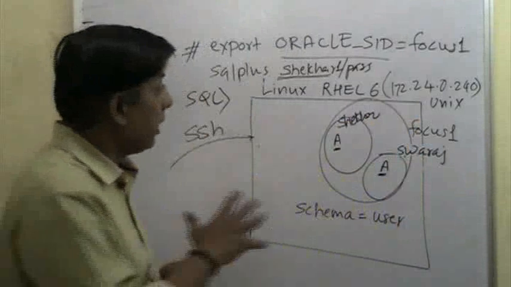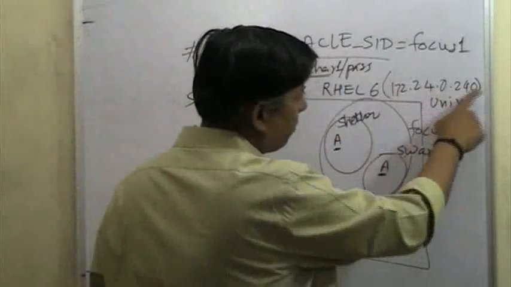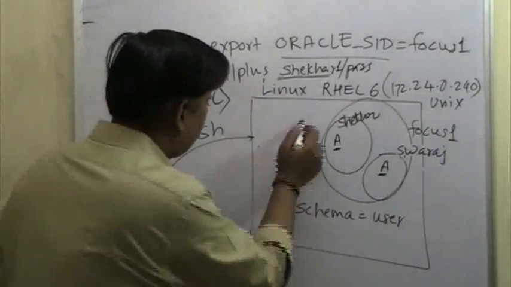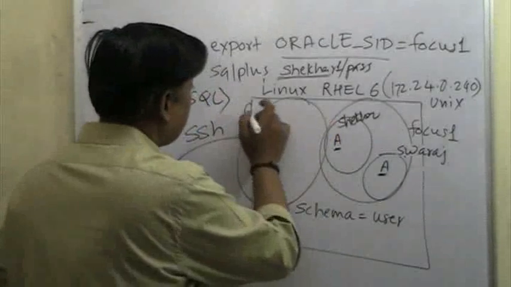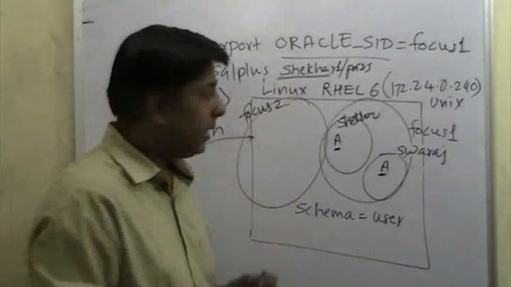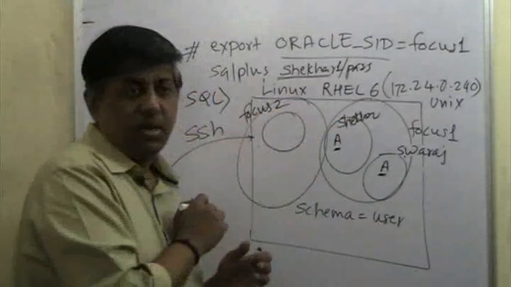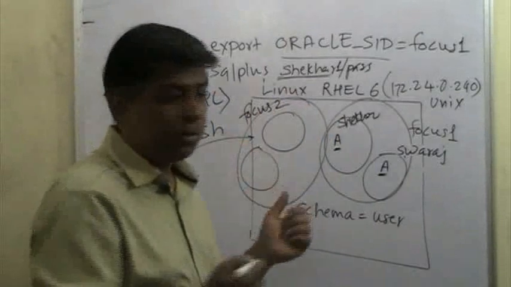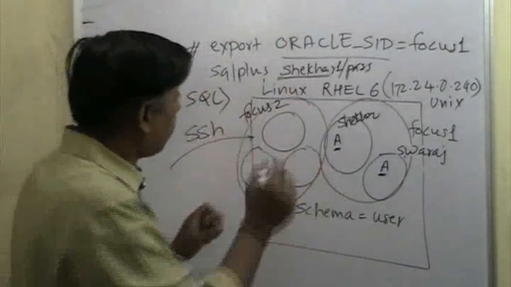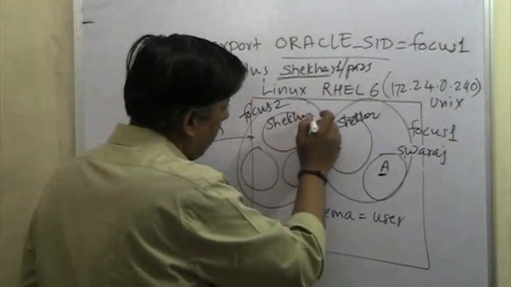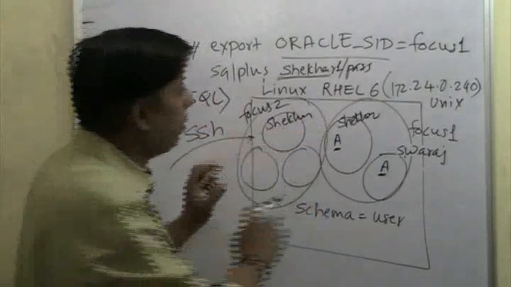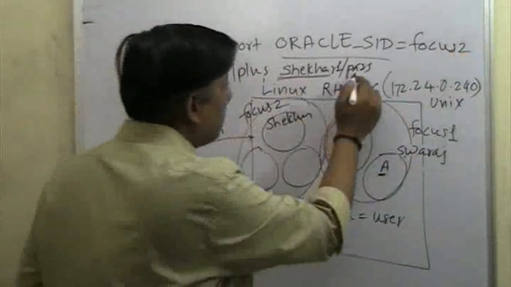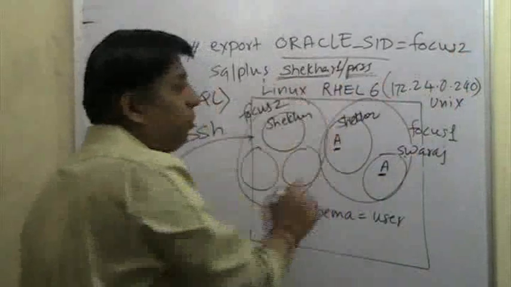This is one concept. Now on this Unix machine, 172.24.0.240, there could be another Oracle database running. Let us say this is another Oracle database, called Focus2, and inside Focus2 there could be another Shekhar, another Suraj, another Manav. All those would be users inside this. If I would like to connect to the Shekhar user inside Focus2, how should I do it? At the Unix prompt I should set the Oracle SID to Focus2, and then say sqlplus Shekhar and the password of the Shekhar user inside the Focus2 database.